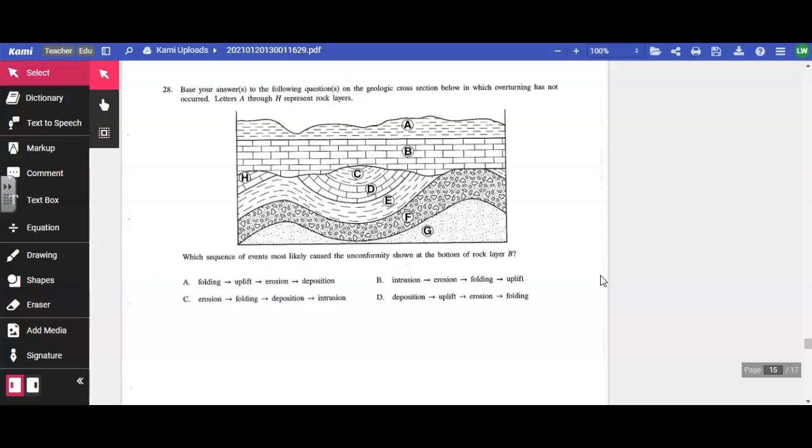Is it going to be folding, uplift, erosion, and then deposition? Intrusion, erosion, folding, and then uplift? Erosion, folding, deposition, and intrusion? Or deposition, uplift, erosion, and then folding?